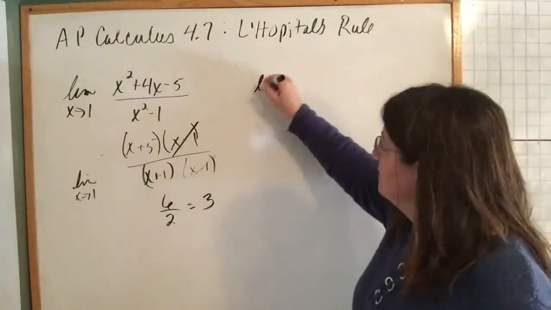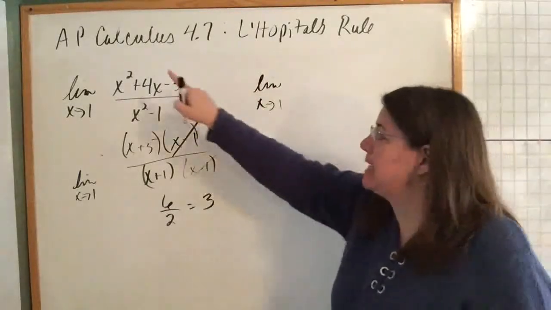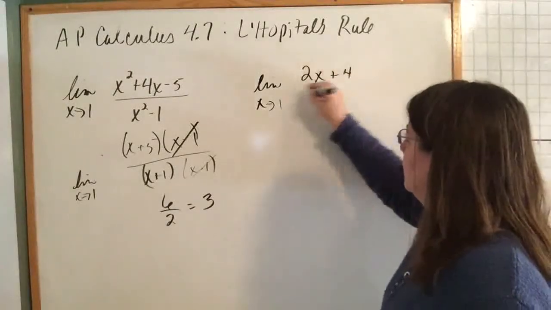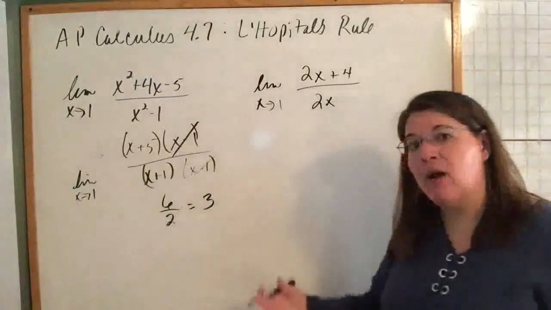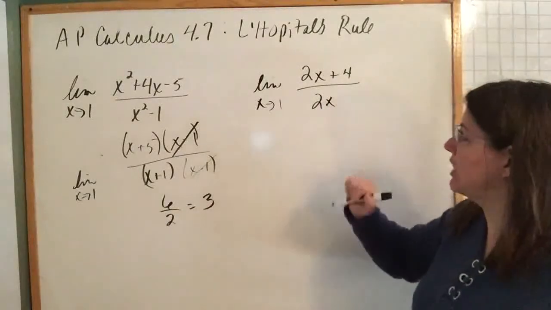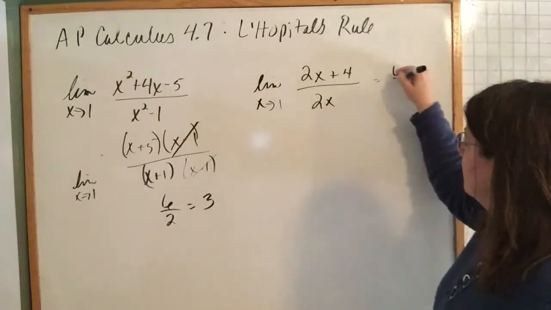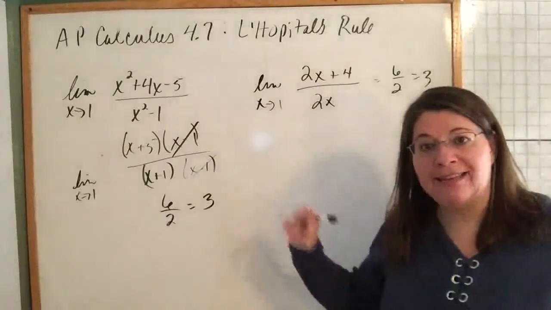So this is the limit as x approaches 1, and I'm going to take the derivative of the top, which would be 2x plus 4, over the derivative of the bottom, which is 2x. And now I'm going to plug a 1 in doing direct substitution. So if I plug 1 in, I get 2 plus 4 is 6 over 2, which gives me 3. That is, in fact, the limit.